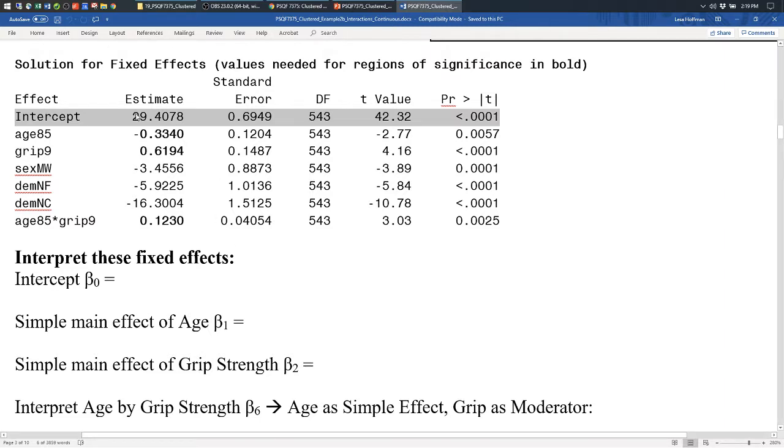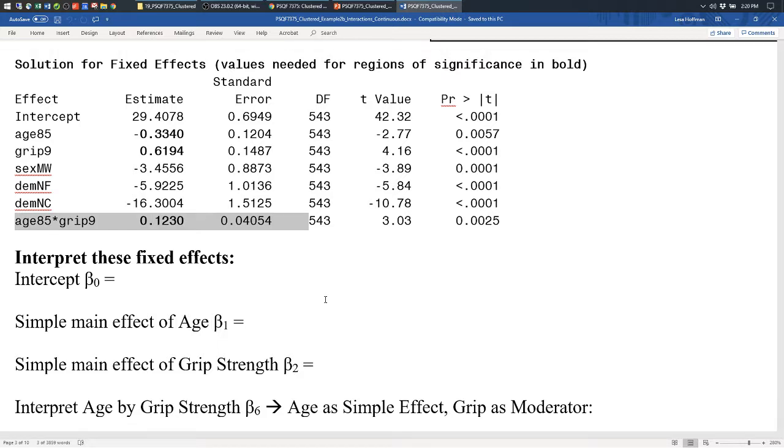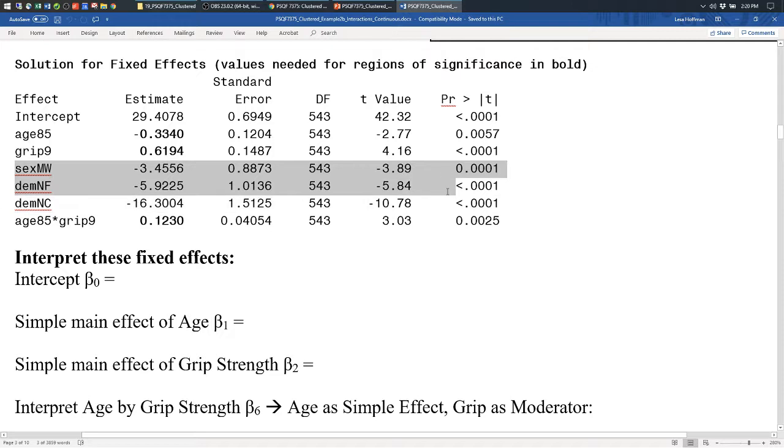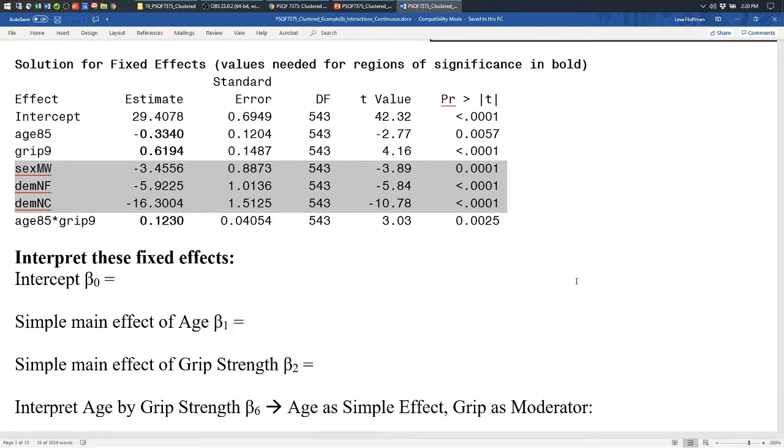Does the definition of the intercept change from adding this new interaction term? Nope. The value of it changes because the model has changed, but in terms of who the intercept refers to, it's still age 85 and grip 9, just like it was when they were only main effects. Likewise, these three effects right here, the difference between men and women and the difference among the dementia groups, those values may change because the model has changed, but what they mean is the same.